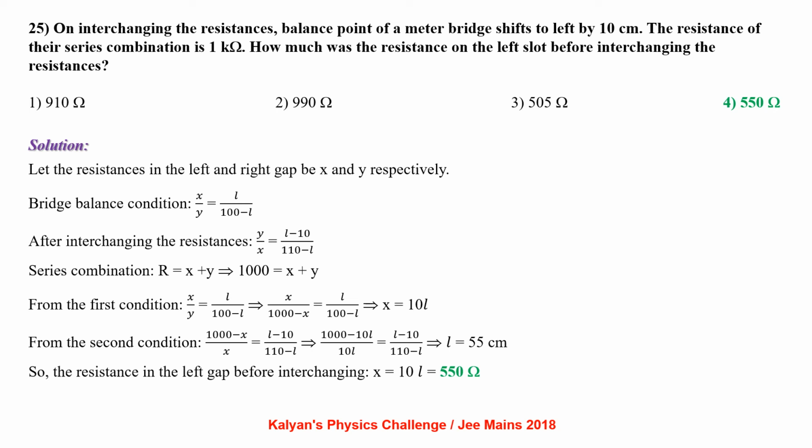Series combination R equal to x plus y, that is 1000 equal to x plus y. From the first condition x by y equal to L by 100 minus L, we have x equal to 10L. From the second condition, 1000 minus x by x equal to L minus 10 by 110 minus L, from where we have L equal to 55 centimeter. So the resistance in the left gap before interchanging, x equal to 10L, that is 550 ohm.